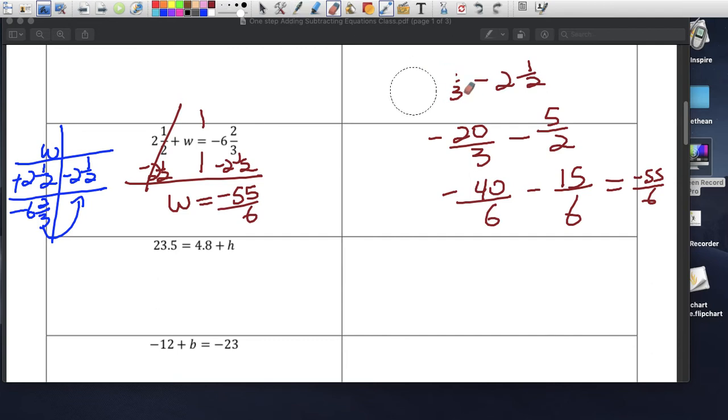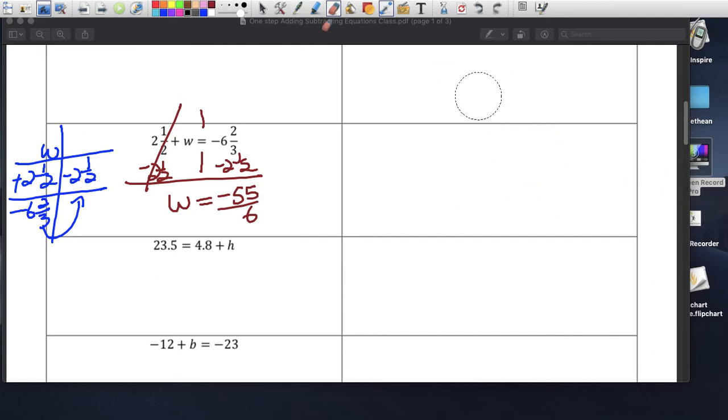All right, so now we got to make sure that it is the right answer. So I'm going to prove it. So I get 2.5 plus W equals negative 6 2/3. So I'm going to change this to negative 55 over 6. So these two must equal negative 6 2/3. And if you just leave it like this, I can't tell and you can't tell if your answer is correct. So we actually have to do it. If you have a calculator, use it. I don't. I have to do this.